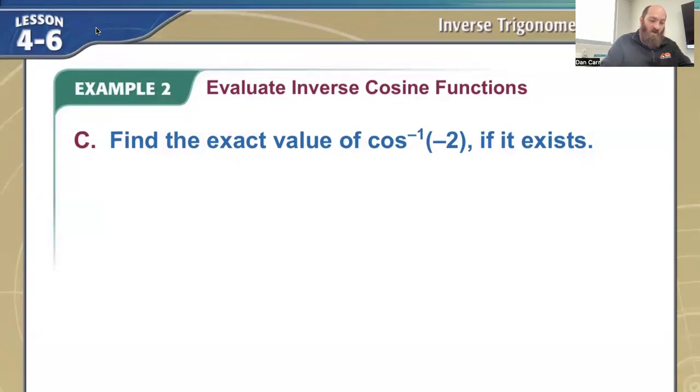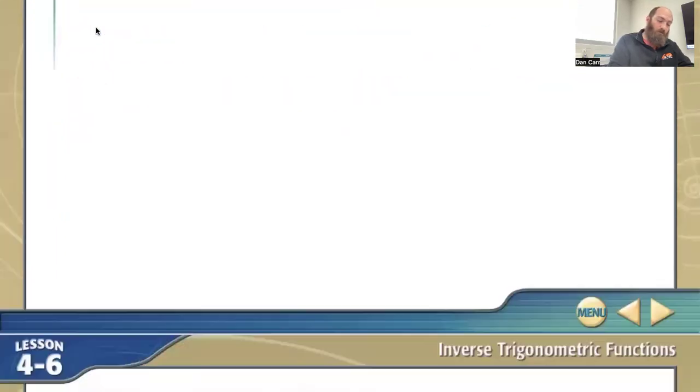Exact value of inverse cosine of negative 2, if it exists. Negative 2 is outside the range, so this one does not exist. So we're going to move on from that one.